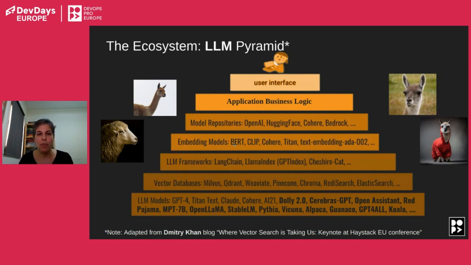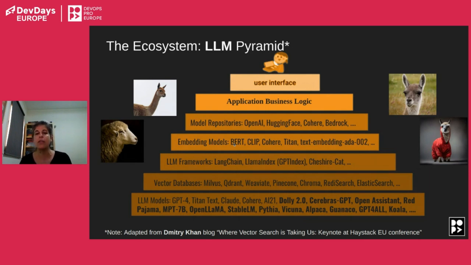And then we have the vector databases, which is very similar to what I showed earlier. We have the LLM frameworks, which is different from the neural frameworks, like LangChain and Llama Index and more. And maybe on top, I would say platforms like Stack AI, which is a no-code platform. Then we have the embedding models. As I said, they are very, very important.